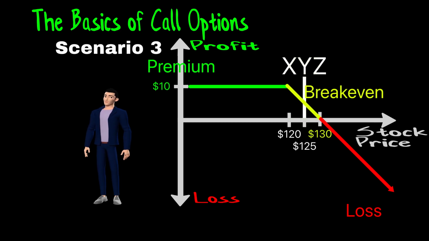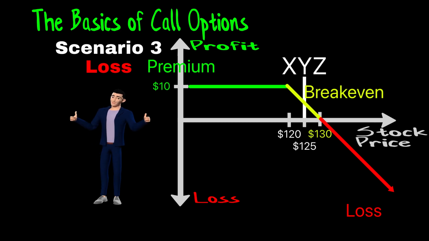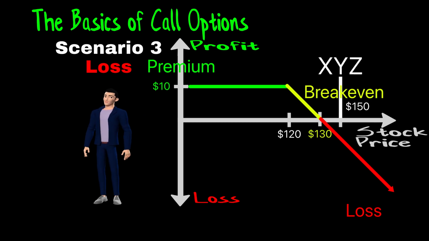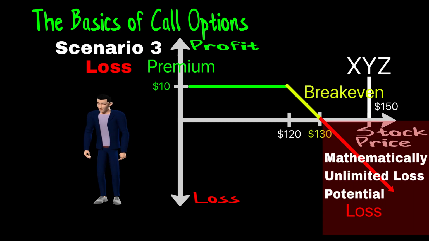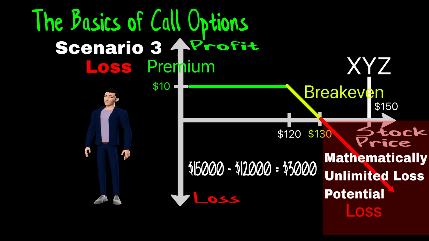Scenario 3. After a month or two of slumping sales, XYZ's product became a holiday hit and was the top seller for the season. This caused XYZ stock to soar to $150 per share, which put it in the red zone for Brad. He closed out the trade by paying the difference between his strike price and the current stock price, $150 per share minus his $120 per share strike price, for a total of $30 per share or $3,000 loss. But remember, Brad was paid a $10 per share or $1,000 premium when he sold the call, so his total loss will only be $2,000.